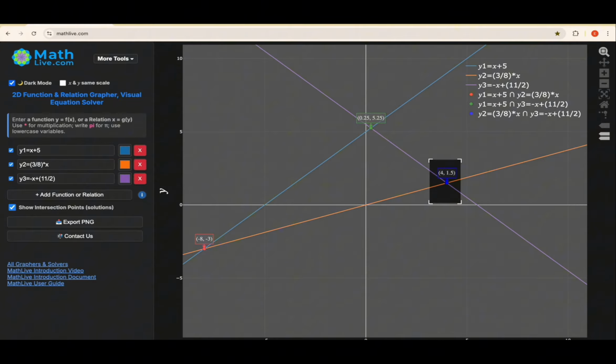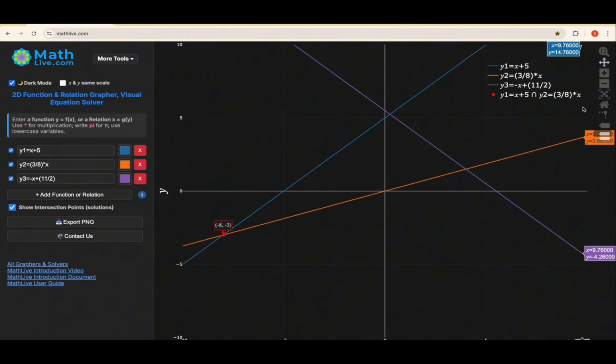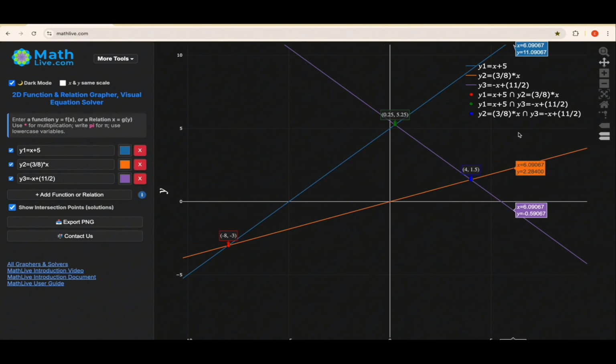Finally, if we zoom in over point C, it shows us that the intersection is at 4, 1.5, which is equivalent to the 4, 3 over 2 value that we obtained by hand. Since MathLive shows us that the intersection points of the three lines were equal to the intersection points that we obtained, we can conclude that our values were correct.